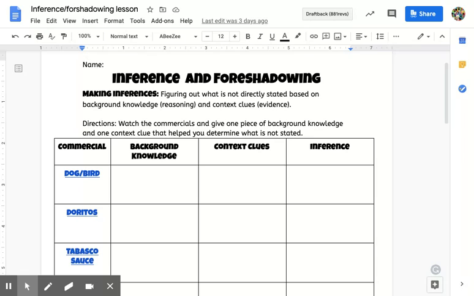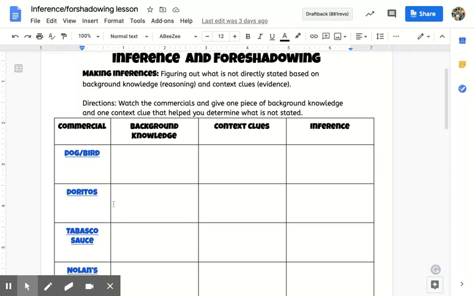So you can say, oh yeah, I can see that. Or, no, that's not right because I already know something different. Context clues are the evidence that a text gives you, be it visual or in writing.